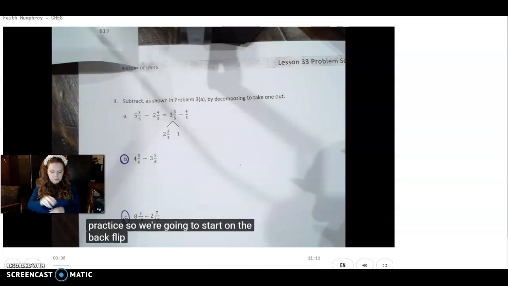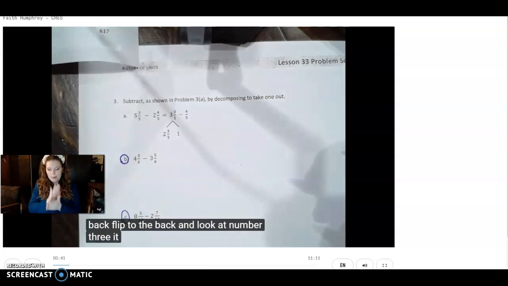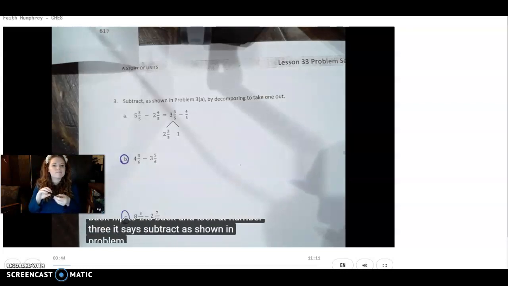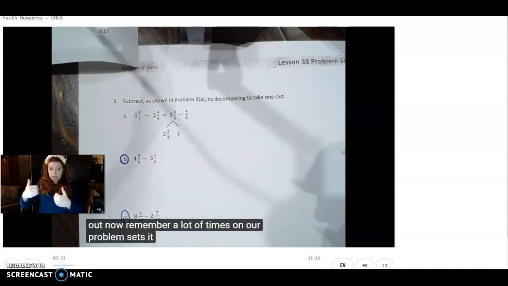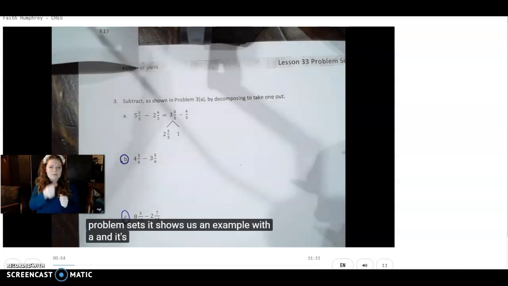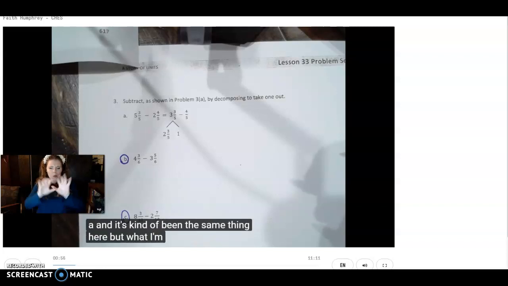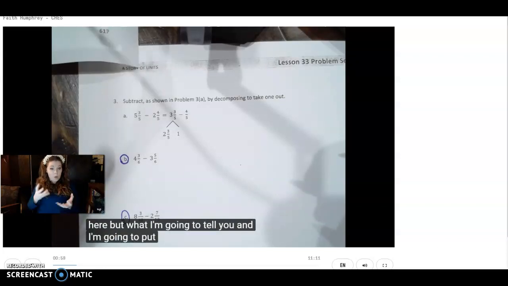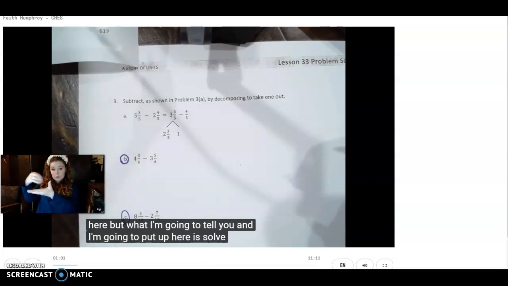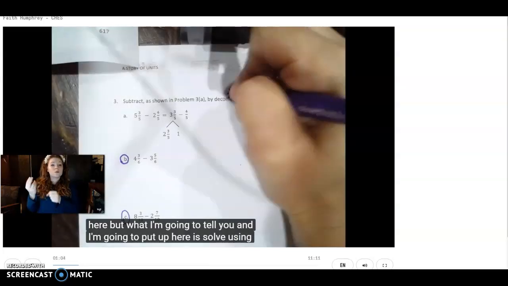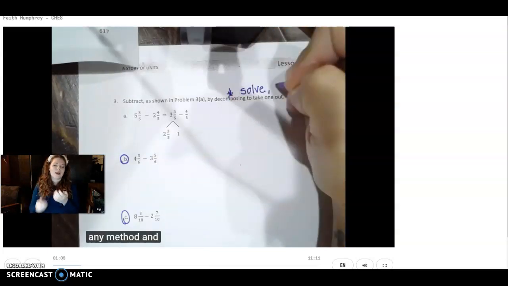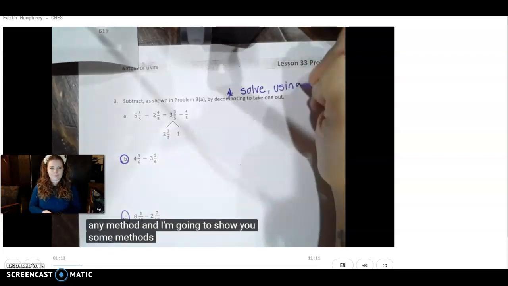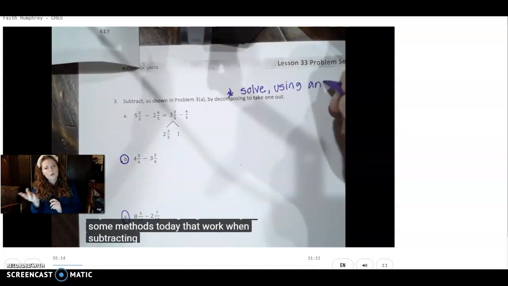So we're going to start on the back, flip to the back, and look at number 3. It says, subtract as shown in problem 3A by decomposing to take 1 out. Now remember, a lot of times on our problem sets, it shows us an example with A, and it's kind of done the same thing here. But what I'm going to tell you, and I'm going to put up here, is solve using any method. And I'm going to show you some methods today that work when subtracting fractions.